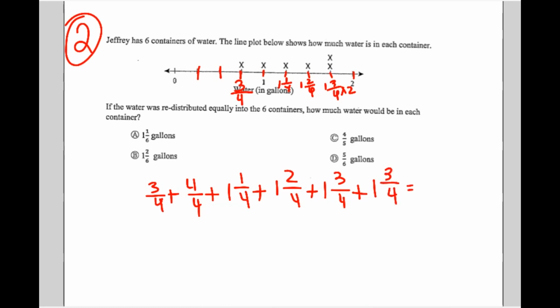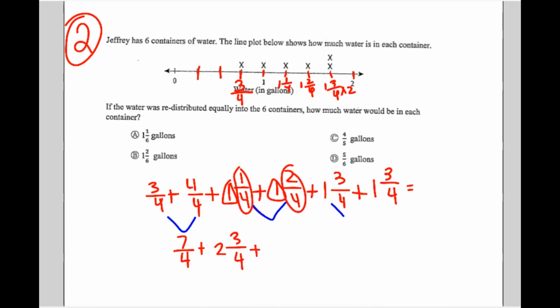Whoa, baby, let's get to adding. That's a lot of adding. All right, so if we add these together, we get 7/4, 7 over 4. If we add these together, we get 2, because 1 plus 1 is 2, and then 3/4, 2 and 3/4. If we add these two together, we get 3 plus 3 is 6/4, and then 1 plus 1 is 2. So 2 and 6/4.